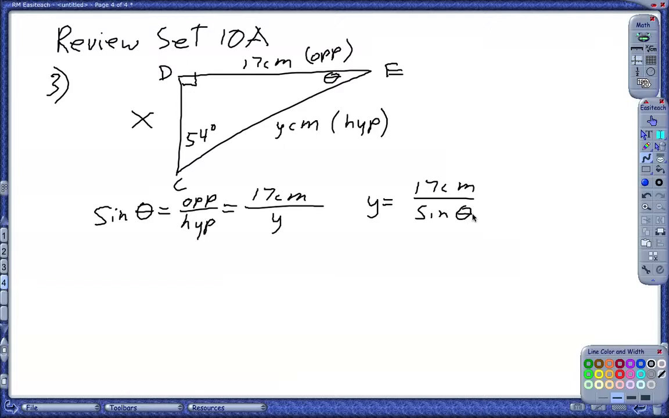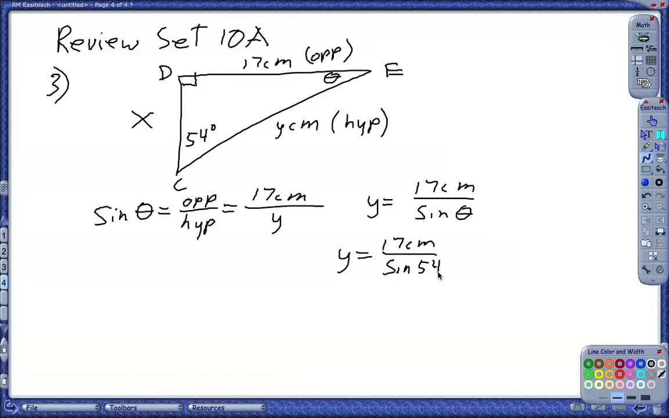I could actually do that the long way, a two-step process to prove that, but after a while you come to realize that you can swap these two. And there we go. Now this theta is 54 degrees. So it's going to be 17 centimeters divided by the sine of 54 degrees. So Y is equal to 17 centimeters divided by the sine of 54 degrees. Now I'm going to use my calculator to figure out the sine of 54 degrees. Clear my current calculator here.